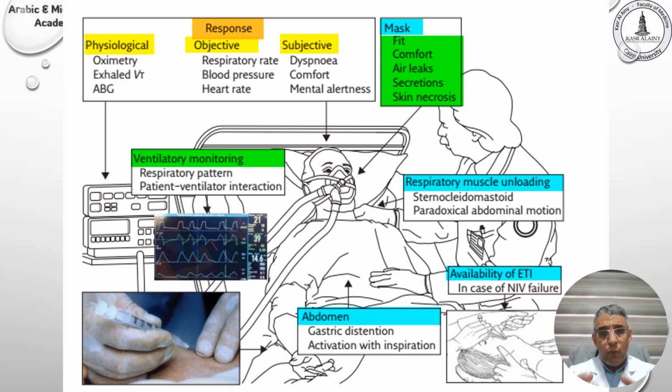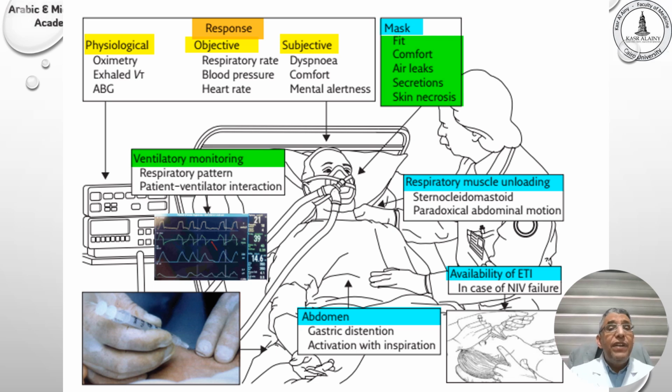So the response to non-invasive mechanical ventilation can be subjective or objective, and physiological parameters: ECG, pulse oximeter, 24-hour exhaled tidal volume. Also the mask, very important, the mask. Fitting the mask, whether the patient is comfortable or not, whether there is leak or not, and so on. Also, respiratory muscle unloading. If the patient was using the accessory muscles of respiration, or there was abdominal paradox, and now there is no abdominal paradox, and the respiratory muscle effort has lessened, this shows a degree of success.